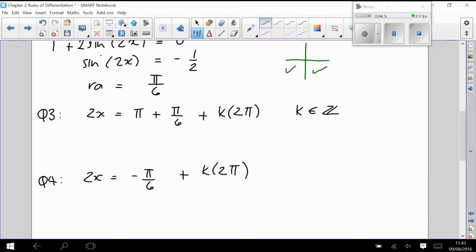By adding our like terms and then dividing them by the coefficient of x, which was 2, I find that in the third quadrant, x is going to be 7π all over 12 plus kπ, and in the fourth quadrant, x was equal to minus π all over 12 plus kπ.